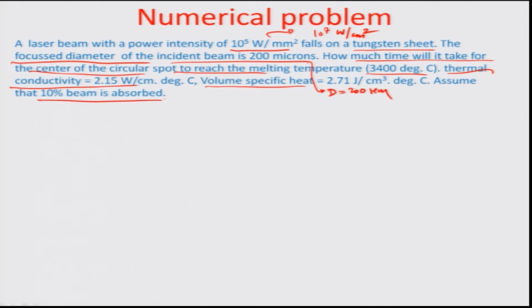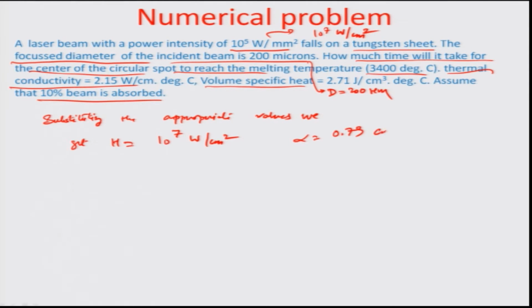So, let us say if we substitute the appropriate values, we get the value of H, the power density, as 10 to the power 7 watt per centimeter square, and alpha is approximately 0.79 centimeter square per second.